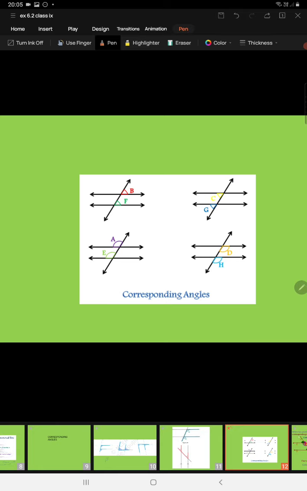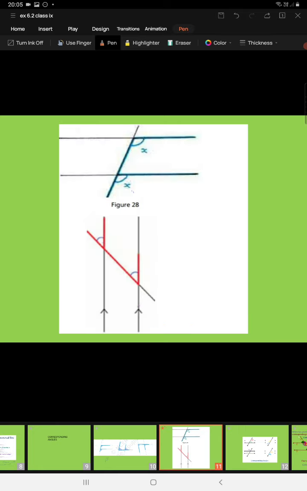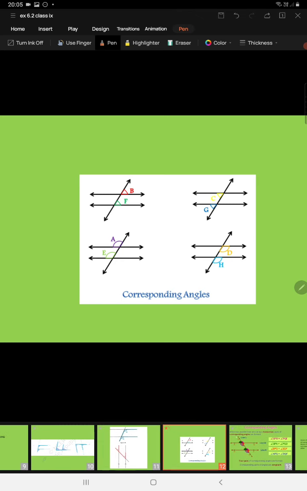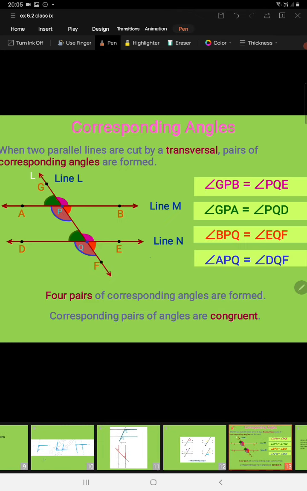So if you see here, the two lines are parallel and the angles which are shown by this X, these are corresponding angles. In this way, 4 pairs of corresponding angles are formed here. And students, when two parallel lines are cut by a transversal, then the pairs of corresponding angles so formed will be equal. All pairs of corresponding angles will be equal.